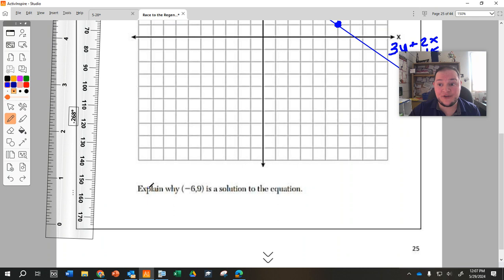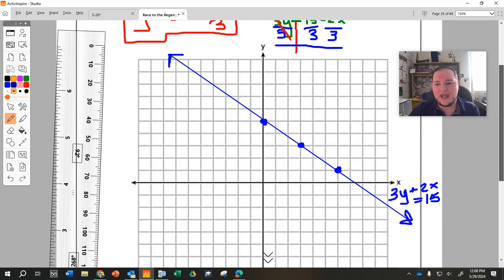Explain why, so they're saying it already is, so explain why negative 6 comma 9 is a solution to the equation. So what you should do, a good student would say, well, I'm going to go see what's going on at negative 6, 9 up on the graph, right? So just plot it and see where it's at. So negative 6 comma 9, I go up here. Negative 6, 9, start from the middle.